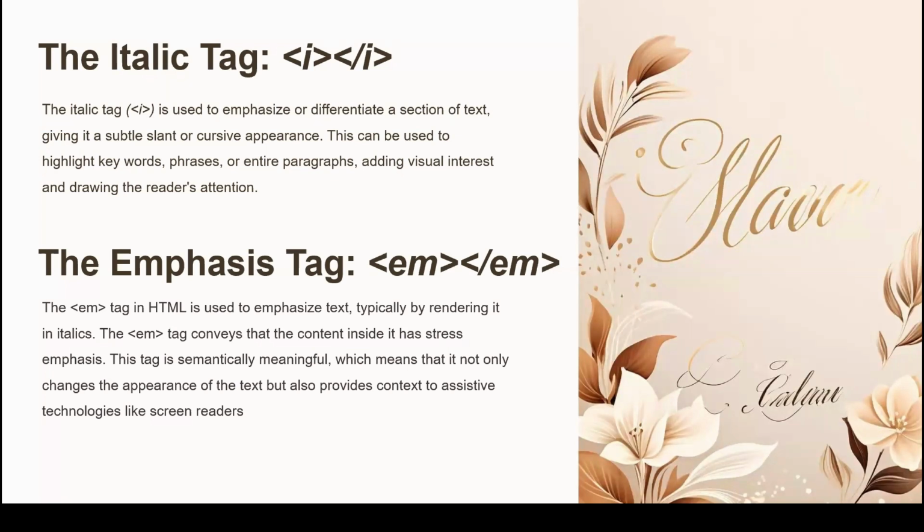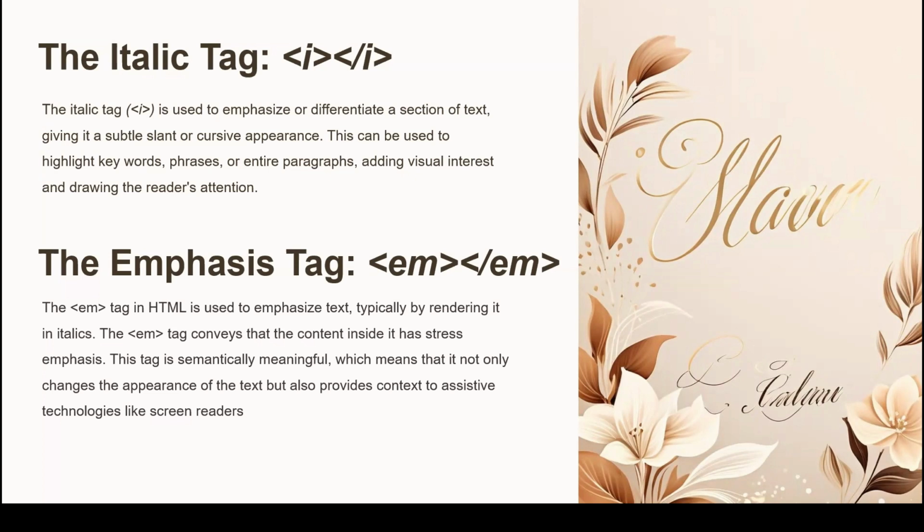Italic tag. The italic tag I is used to emphasize or differentiate a section of text, giving it a subtle slant or cursive appearance. This can be used to highlight keywords, phrases, or entire paragraphs, adding visual interest and drawing the reader's attention. Just like the strong tag, the emphasis tag serves the same purpose as the italic tag.